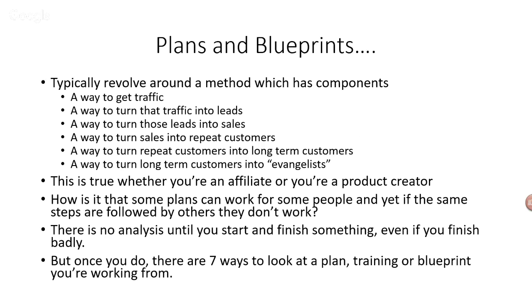So once you understand that, there are 7 ways to look at a plan, any training or any blueprint you're working on. We're going to talk about 7 things you can think about when you're looking at a plan. So you're in one, or you've been in one, or you're working through one. And I think this really simple framework will help us step back to figure out, okay, what can I do to make this work or make this work better?